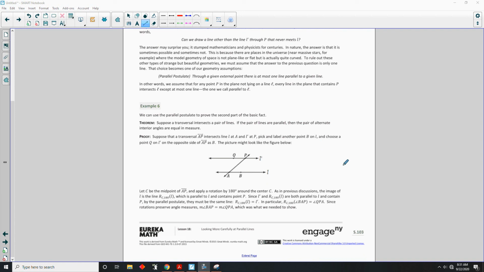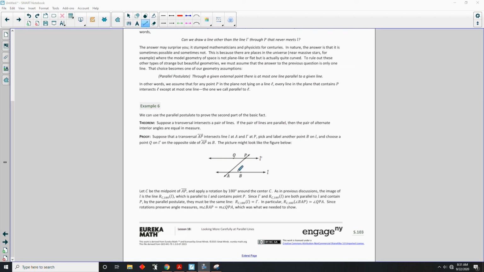Example 6, we can use the parallel postulate to prove the second part of the basic fact. The theorem states, suppose a transversal intersects a pair of lines, as indicated in this diagram. AP is the transversal intersecting line L and L prime. If the pair of lines are parallel, then the pair of alternate interior angles are equal in measure. Suppose that a transversal AP intersects line L at A and line L prime at P. Pick and label another point B on L and choose a point Q on L prime on the opposite side of line AP as B. The picture might look like the figure below.